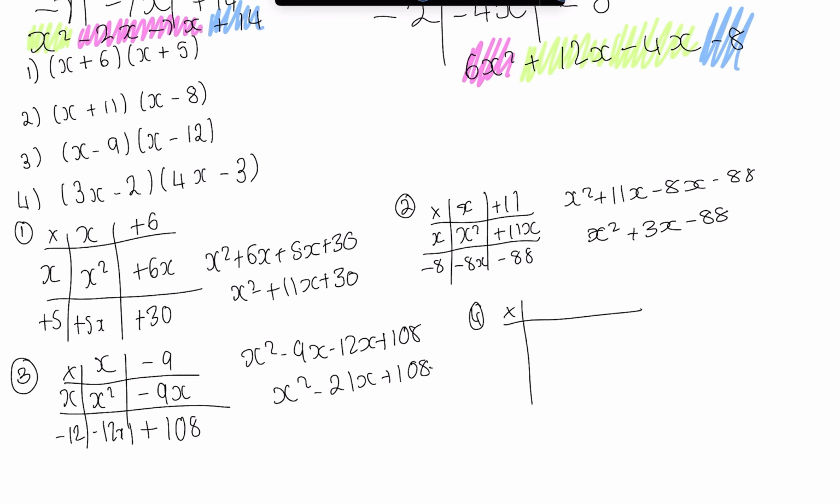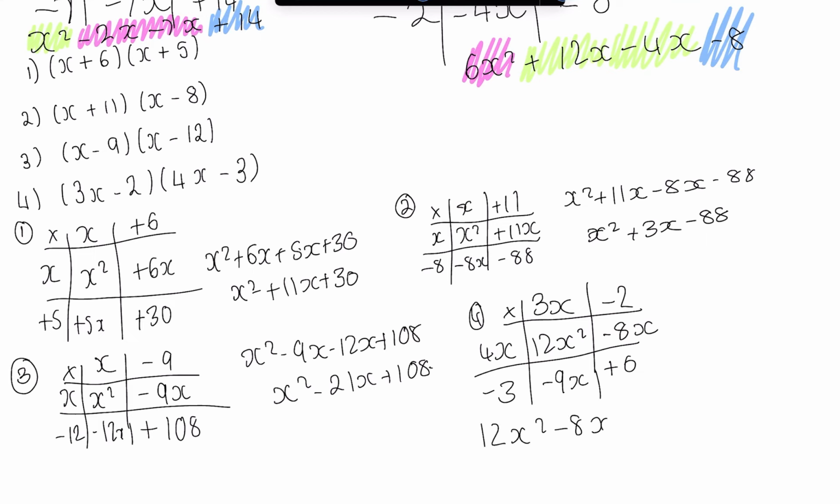Last one, a bit more of a tricky one because we've got those coefficients involved. The way that we set up is staying exactly the same. So 4x times 3x, well 4 times 3 is 12, x times x is x squared. 4x times minus 2 is minus 8x. Minus 3 times 3x gives me minus 9x. And minus 3 times minus 2 gives me a positive 6. So again, just be really careful with your negatives here. That's the main skill that you really need to be aware of for this.